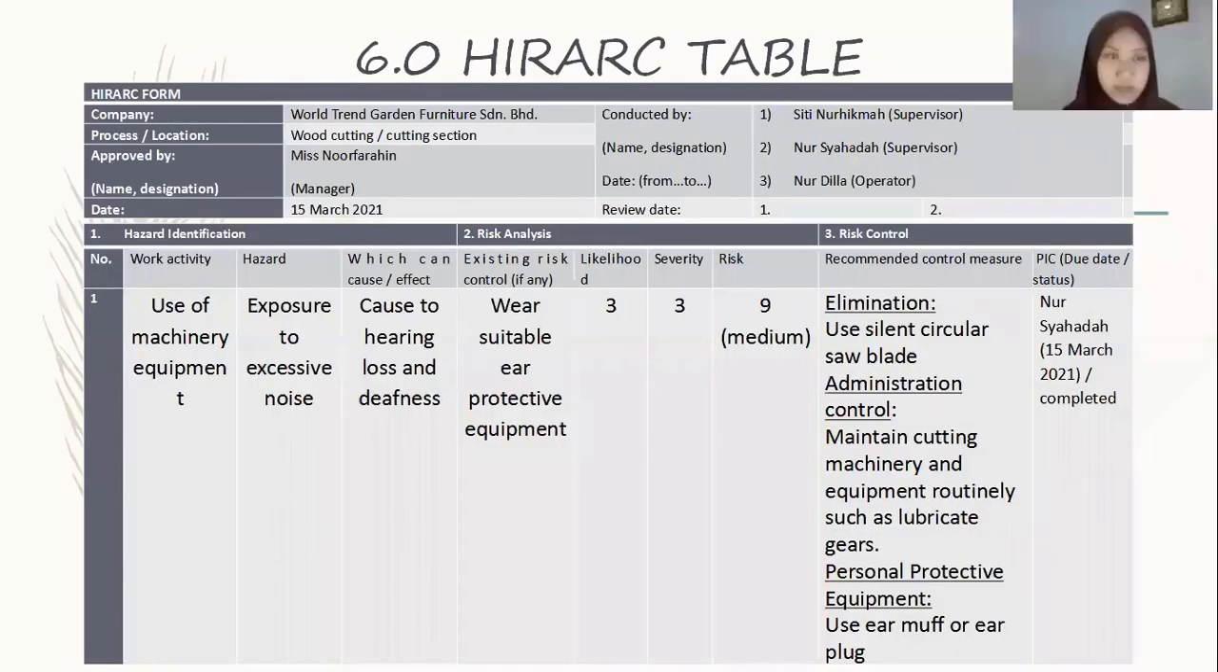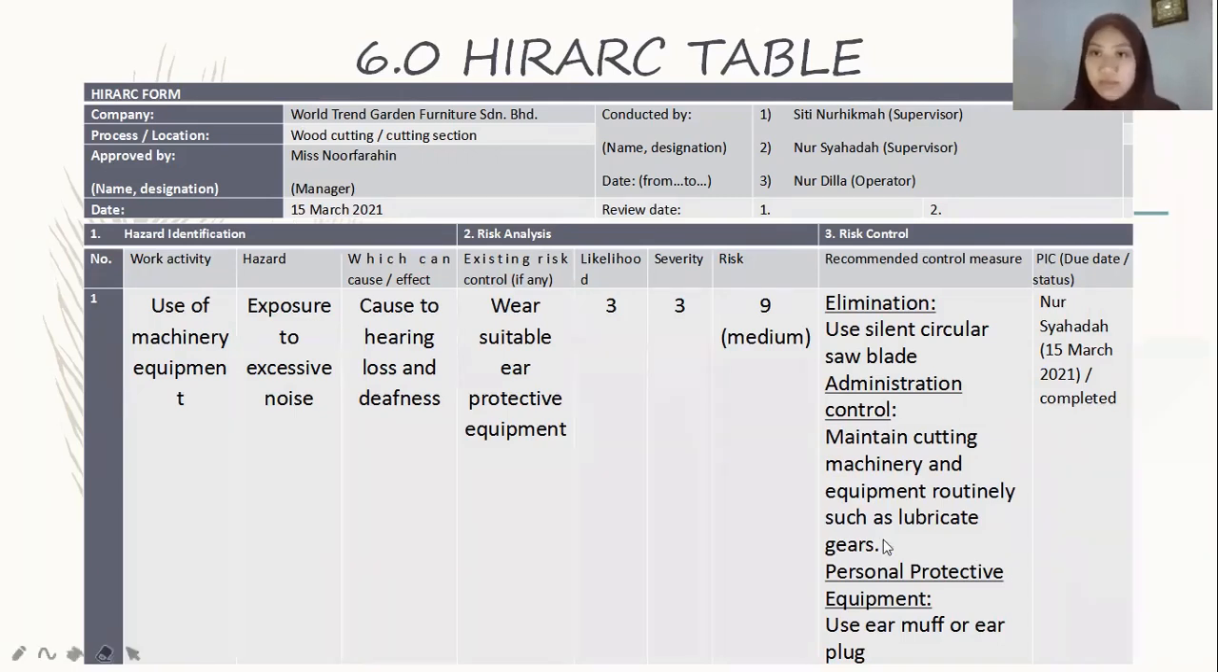For the hierarchy table, in this process, we highlight the cutting process. So for the work activity in the cutting process, use of machinery equipment. In this work activity, the hazard that we found is exposure to excessive noise, which can cause hearing loss and deafness. The existing risk control is to wear suitable ear protective equipment, and the likelihood is 3, severity is 3, and the risk is 9, which is medium.